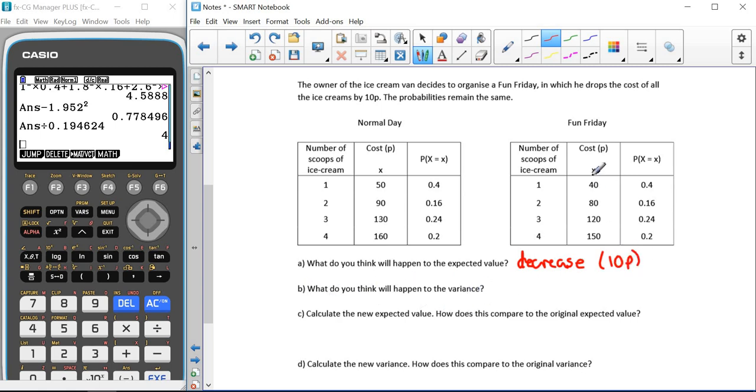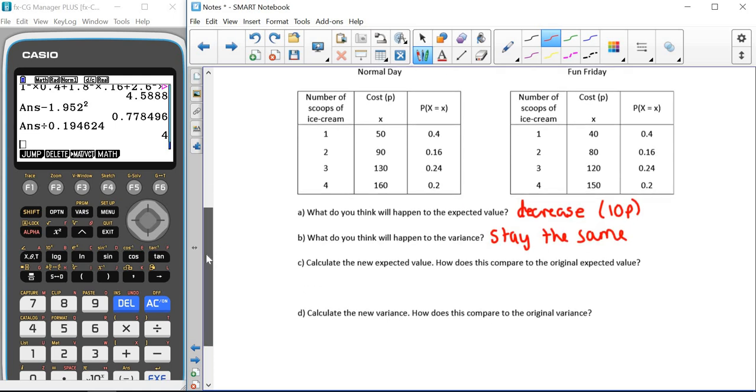What's going to happen to the variance? Well, if you have a think about how spread out the values are, the difference between 50p and £1.60 is £1.10. The difference between 40p and £1.50 is still £1.10. So there's no difference there. So we're hoping that that's going to stay the same. Let's have a look at what actually happens though.